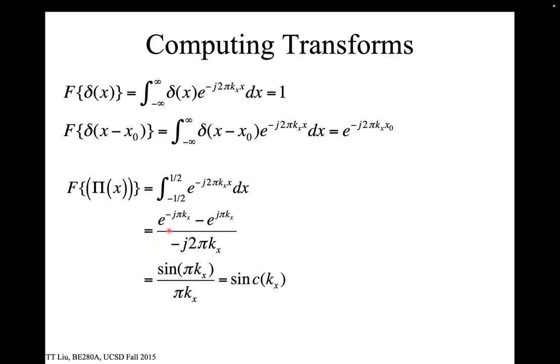It's e to the minus j pi kx minus e to the positive j pi kx, divided by this argument kx. This thing turns out to be the sinc function. So when you simplify this, it's sine pi kx over pi kx. So it's the sinc function, and we've seen pictures of that function a lot.